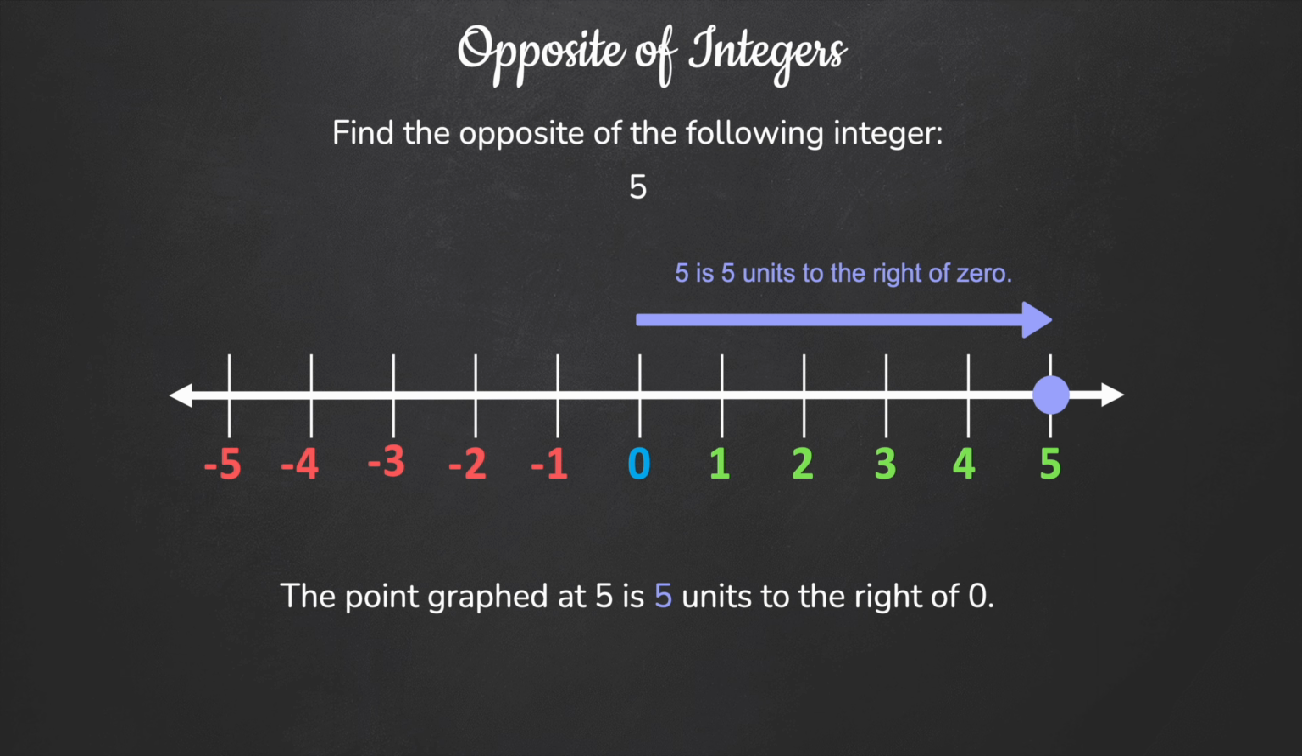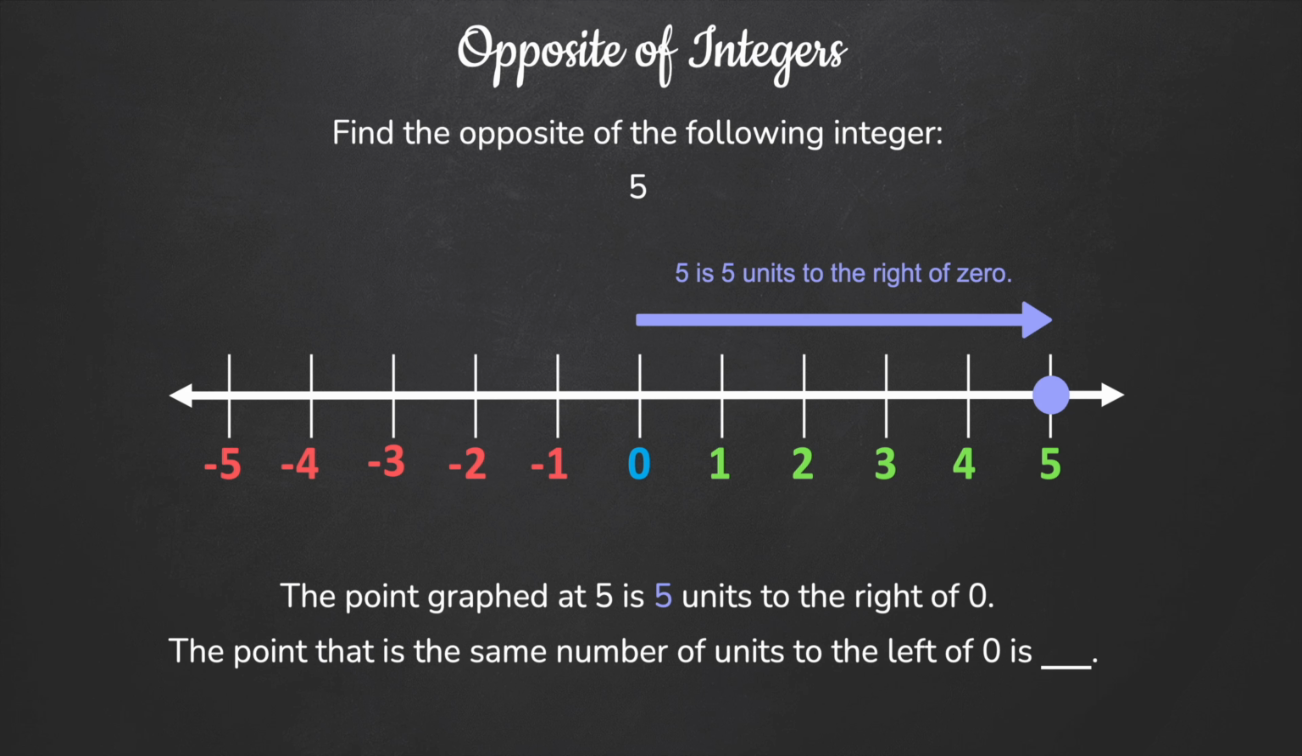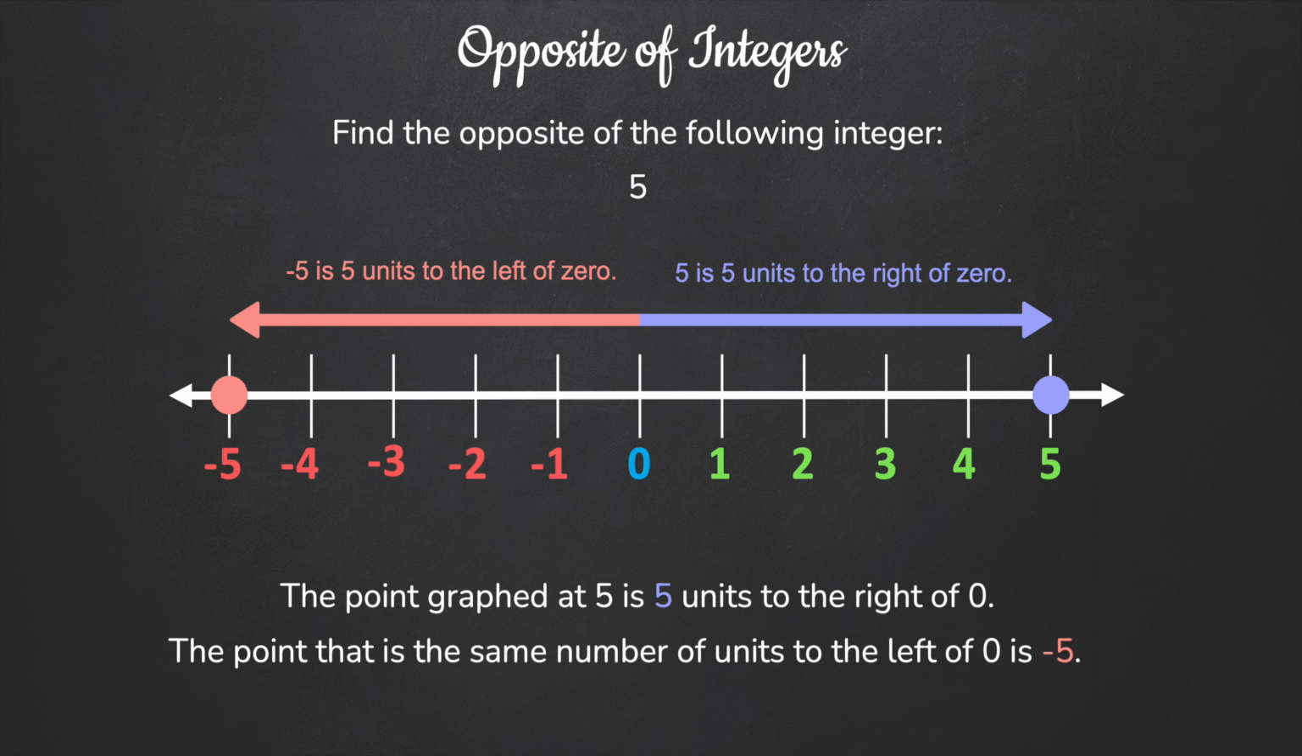In order to find the opposite, we need to figure out what number is 5 units to the left of 0. So the point that is the same number of units to the left of 0 is -5. And that's because -5 is 5 units to the left of 0. This means that -5 is the opposite of 5.